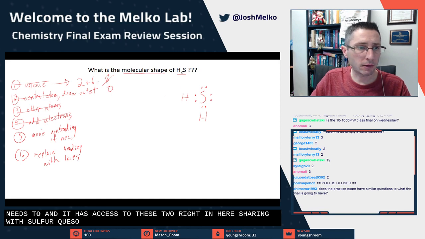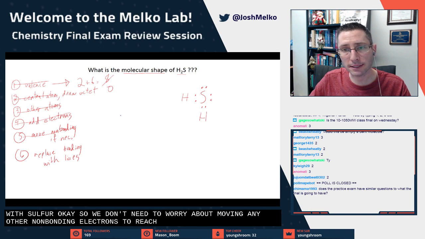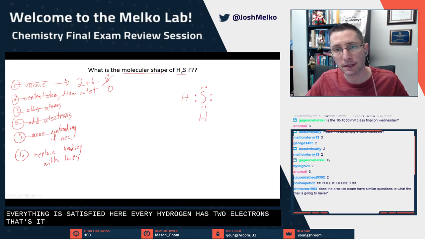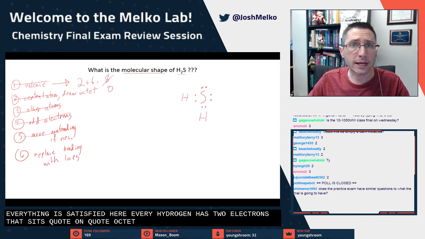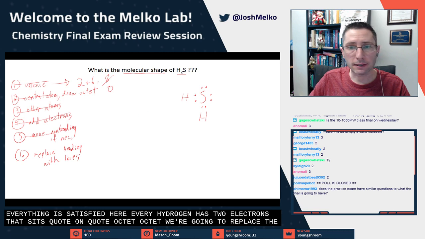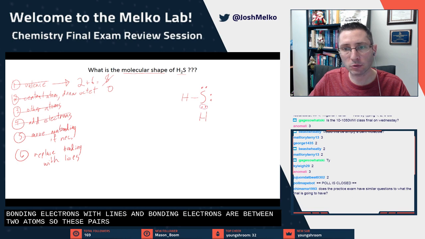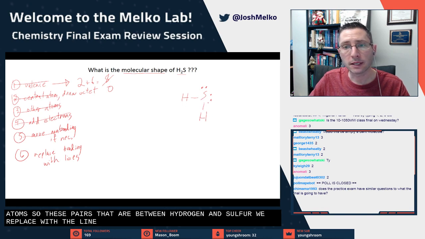Okay, so we don't need to worry about moving any other non-bonding electrons to reach octets because everything is satisfied here. Every hydrogen has 2 electrons, that's its quote-unquote octet. Sulfur has 8, that's its octet. Okay. We're going to replace the bonding electrons with lines, and bonding electrons are between 2 atoms. So these pairs that are between hydrogen and sulfur, we replace with a line. Okay, so this is now the Lewis structure for H2S.